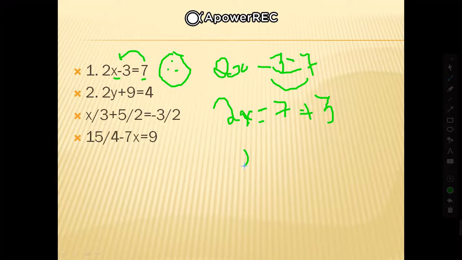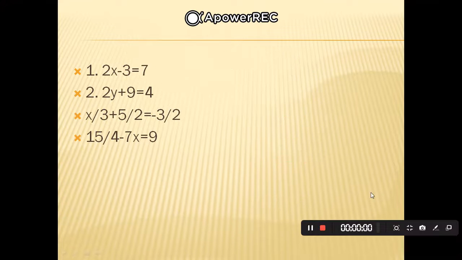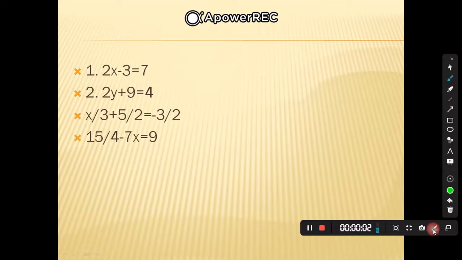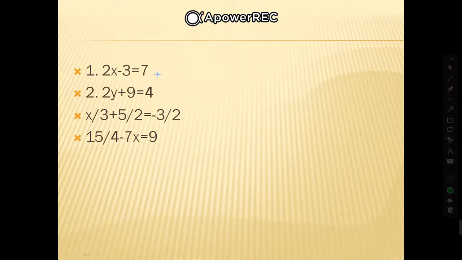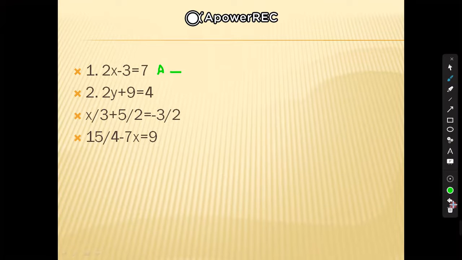Now what will be coming? 2x is equal to 7 plus 3, which will be 10, and x is equal to, this is very easy. So the answer is 5. So here we will write the answer is 5.